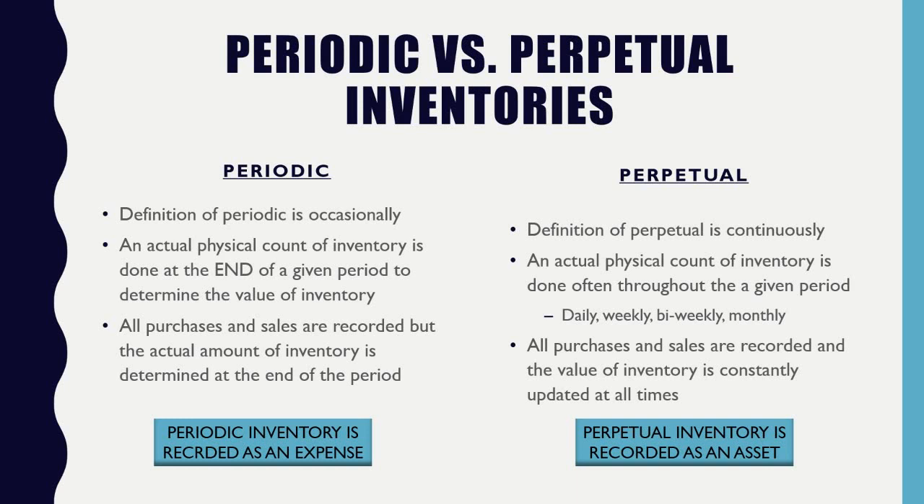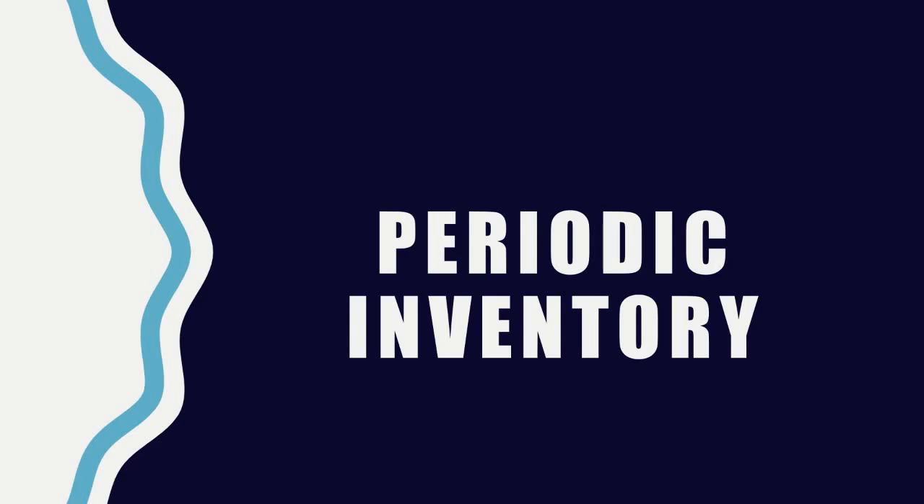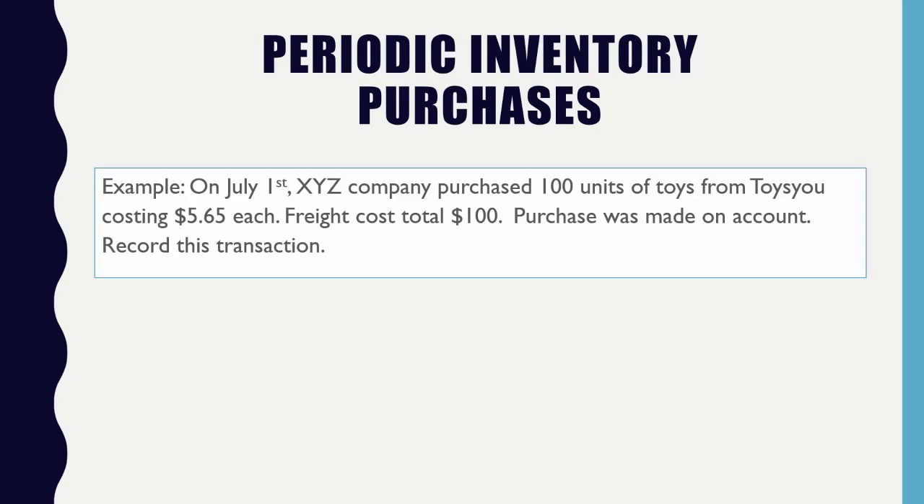But for the sake of class, for chapter 5, we're only going to focus on one section at a time, so we can understand how one tracking method works, and then introduce the second tracking method afterwards. So we're only going to focus on periodic for chapters 5 and 6. So, periodic inventory purchases.